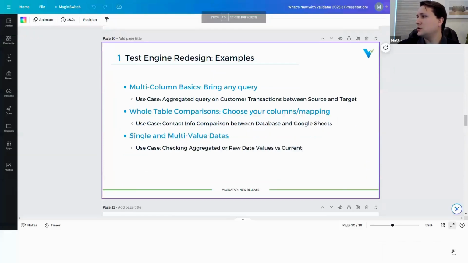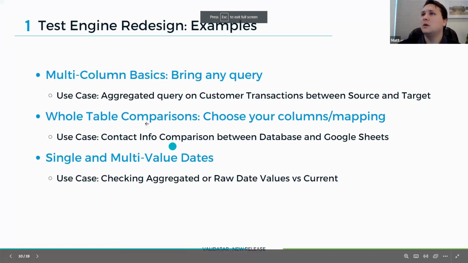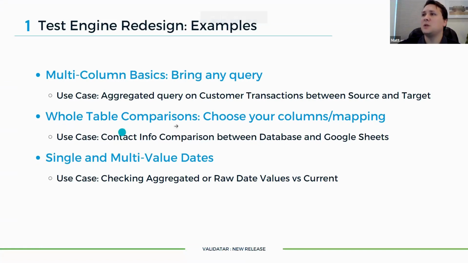So just to review, we talked about the multi-column basics. We talked about whole table comparisons where you get to choose which columns you're going to map across. And then we talked about our single and multiple value date type comparisons that we support.